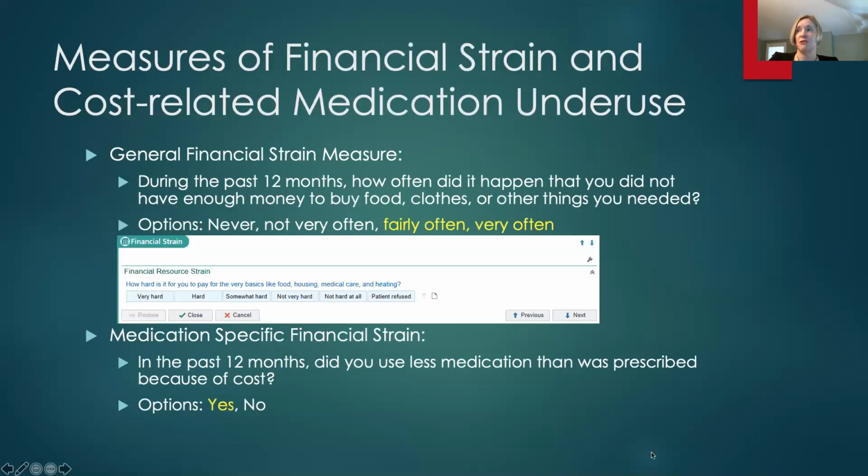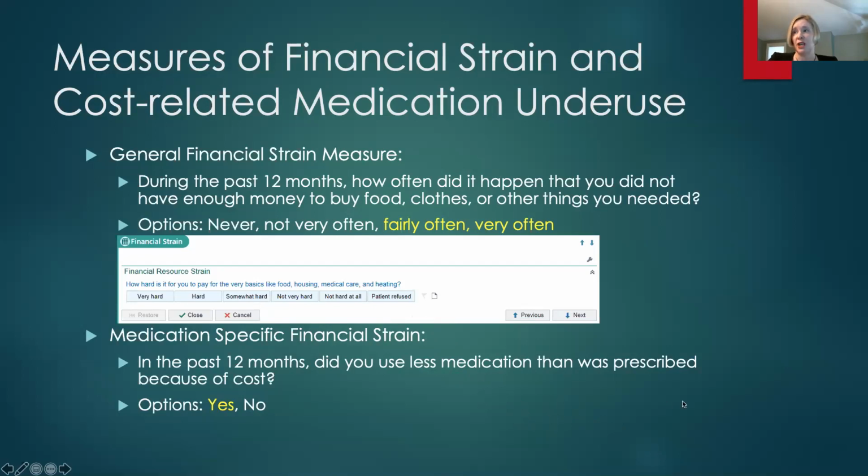So measures of general financial strain and cost-related medication underuse are frequently screened with a single question. In most studies, the general financial strain measure is: during the past 12 months, how often did it happen that you did not have enough money to buy food, clothes, or other things that you needed, with positive responses being fairly often or very often. We have a similar financial strain screening question, again, present in EPIC, which is how hard is it for you to pay for the very basics like food, housing, medical care, and heating, with positive responses being somewhat hard, hard, or very hard.